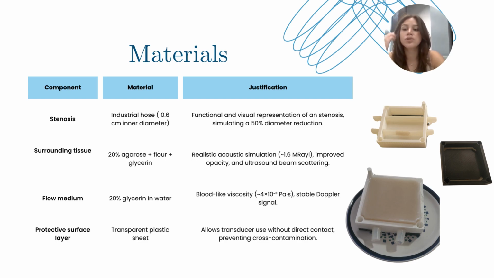The surrounding soft tissue was molded using a mixture of 20% agarose, flour, and glycerin. This combination mimics the acoustic properties of real tissue, while increasing opacity and ultrasound scattering. For the fluid flow, we used a 20% glycerin solution in water. This matches the viscosity of blood, around 4 millipascal seconds, and ensures a stable Doppler signal. Finally, we placed a thin plastic sheet on top of the phantom to allow coupling with the ultrasound transducer without direct contact, preventing cross-contamination.